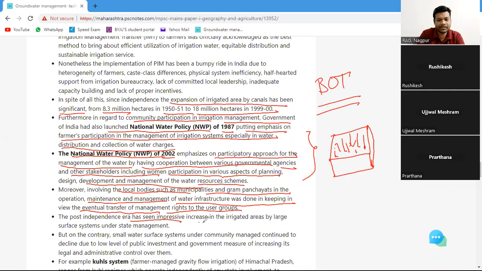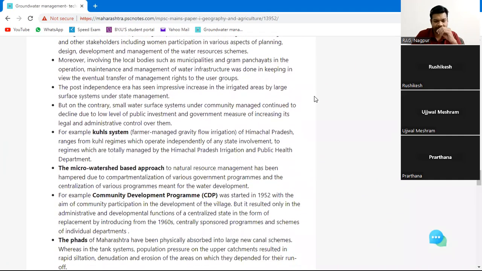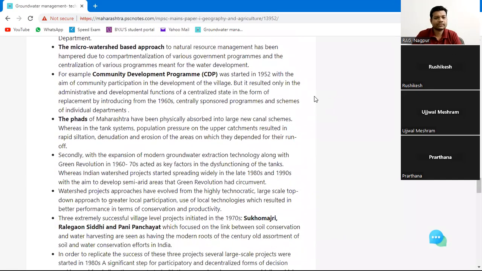Post-independence era has seen an impressive increase in the irrigated areas, largely in surface systems under state governments, basically because it comes under the purview of the state list. Then this micro watershed based approach to natural resource management has been hampered due to compartmentalization of various government programs. So that we can just leave.